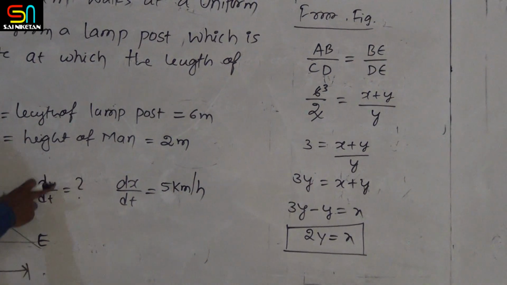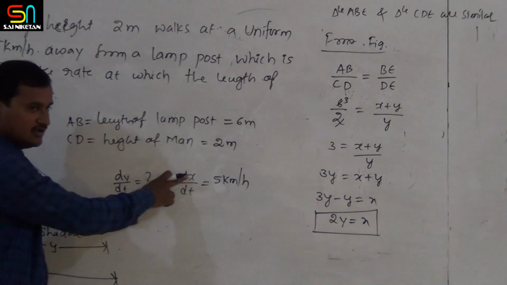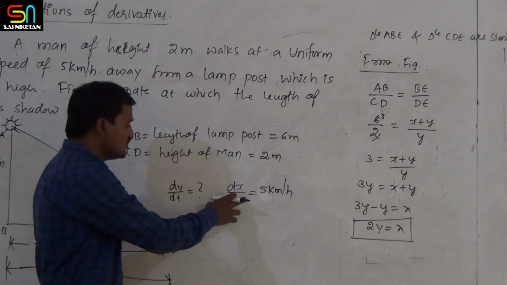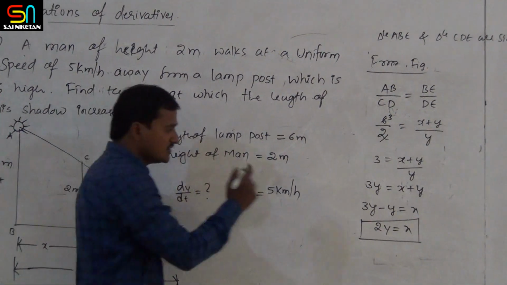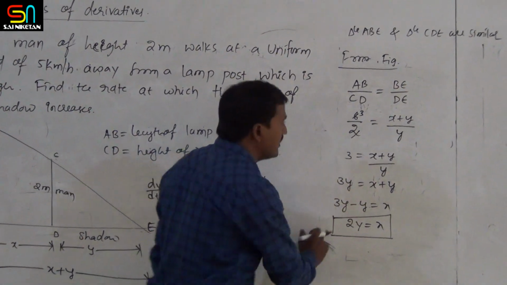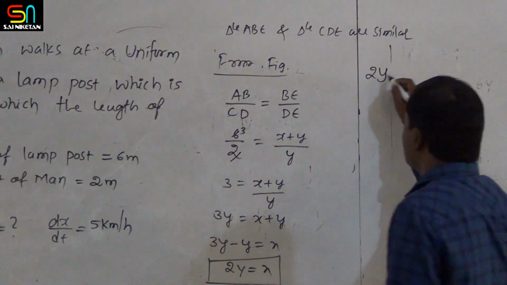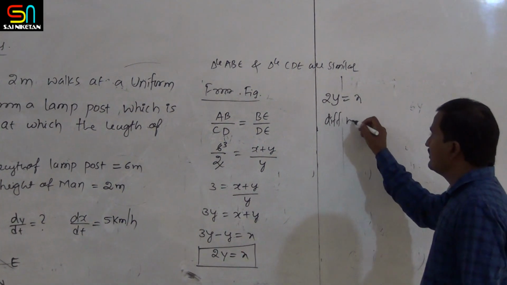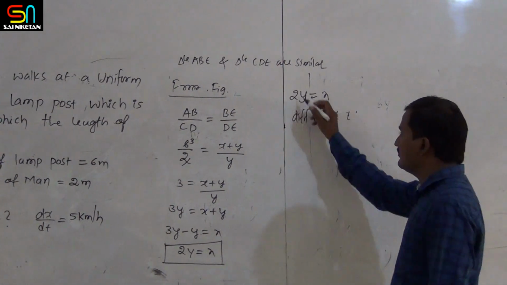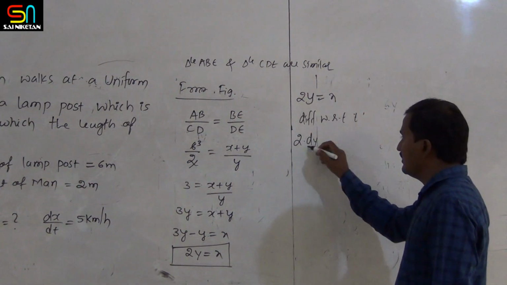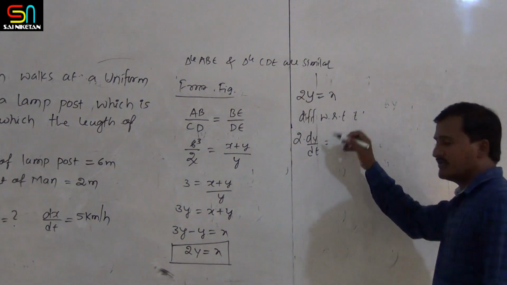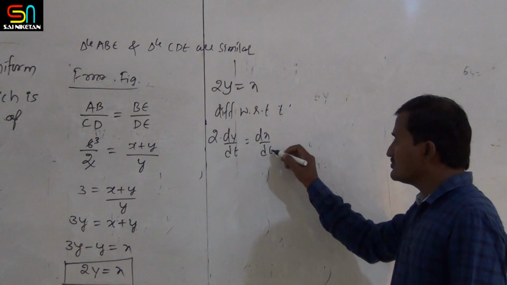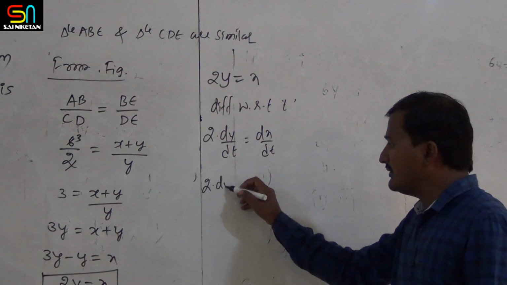Now to get dy by dt, so already what they have given is dx by dt, that is equal to 5 km per hour. Now by using this one we have to find dy by dt. So therefore differentiate this one. Here 2y is equal to x, differentiating with respect to time. So clearly 2 into dy by dt is equal to the differentiation of x with respect to time, which is dx by dt.